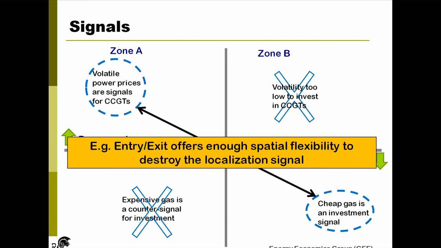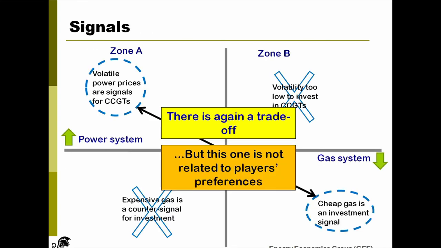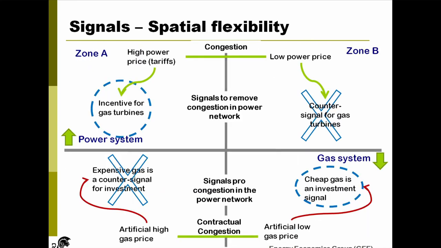Congestion management tools are intended to solve this problem. They are increasing the efficiency of cross-border allocation, so they are reducing the presence of contracted congestions. The situation we were describing here, the creation of artificial gas prices creating artificial signals, is at least alleviated by the presence of effective congestion management tools.